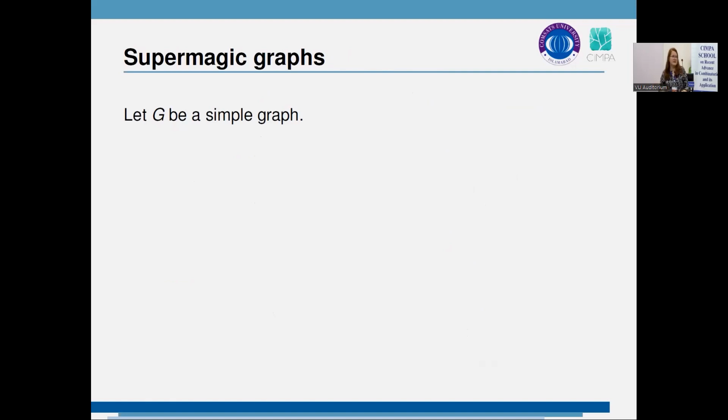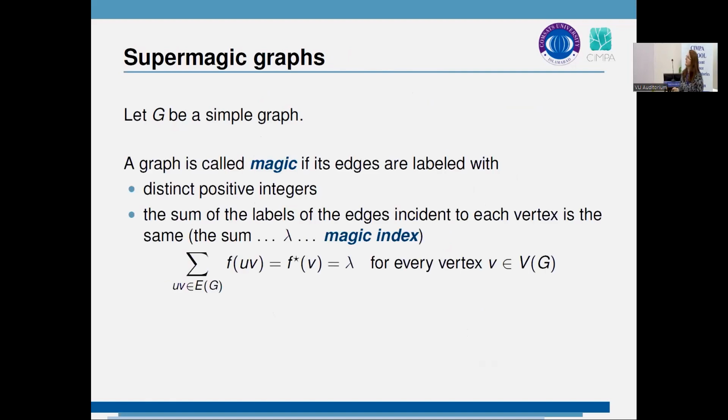Okay, so let's start with the formal definition of magic graphs. We will consider only simple graphs, so graphs without loops and multiple edges. For the beginning, consider that we have just connected graphs, but it is not necessary to restrict to it. So we say that a graph is magic if it is possible to assign numbers to its edges. We label the edges of a graph with distinct positive integers. So in general, when we have a magic labeling, it is not required to have consecutive numbers. We just have distinct numbers.